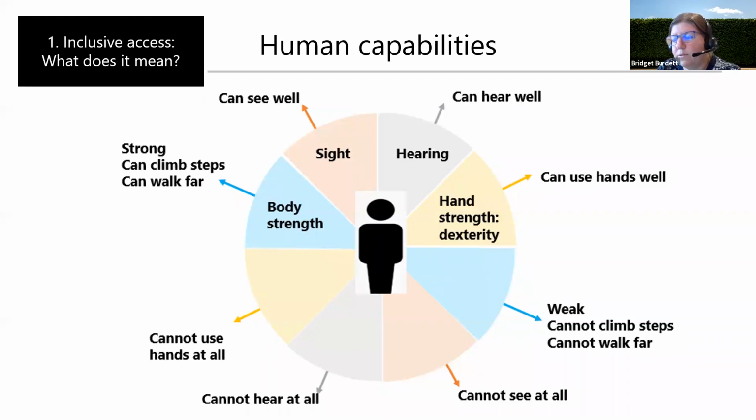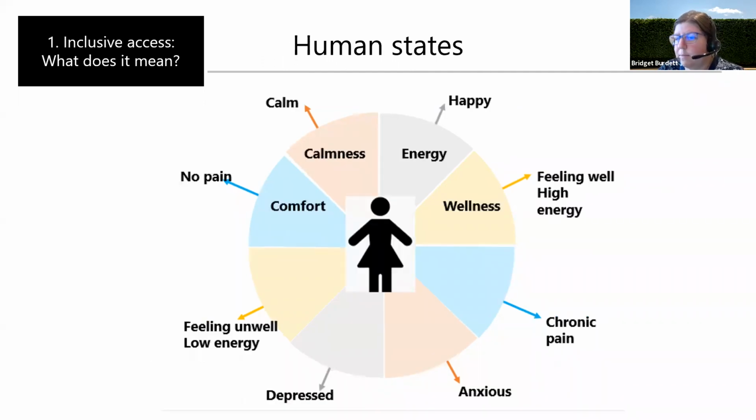And for some people, of course, they have some kinds of permanent impairments, which mean that whatever age they happen to be, their capabilities are limited as well. And as well as capabilities, we also have variation in how we feel. And I describe that as human states. So our ability to get out and live our lives isn't just affected by our physical capabilities and our senses, it's also affected by how we're feeling and what's going on in our heads.